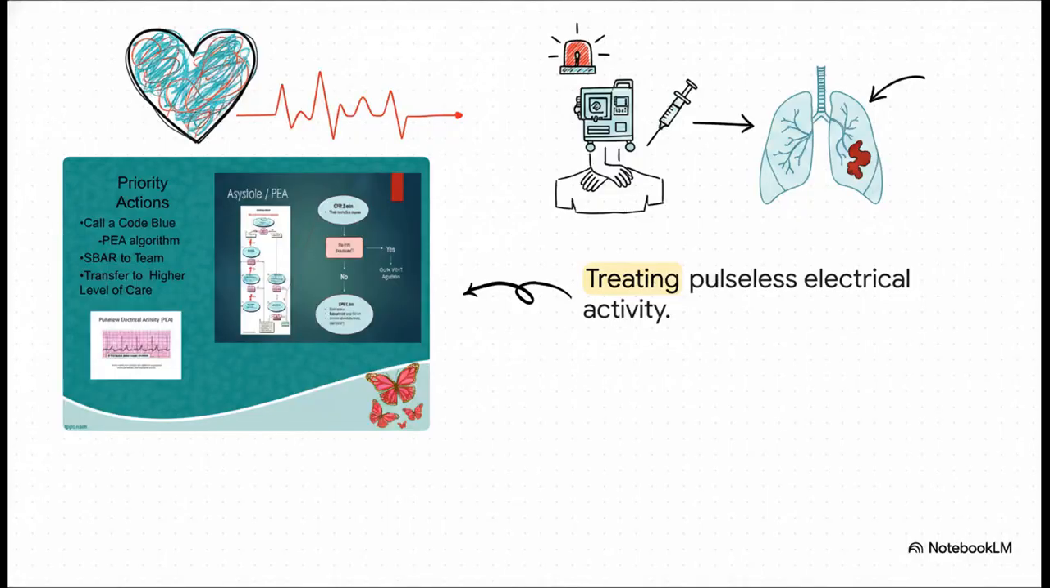Ken went into pulseless electrical activity, or PEA. Now, this is a terrifying rhythm because the heart's electrical system is still firing on the monitor, tricking you into thinking there's a heartbeat, but there is absolutely zero mechanical pulse. No blood is pumping. This required immediate, aggressive intervention. A code blue was called, CPR was initiated for 2 minutes, and epinephrine was administered.